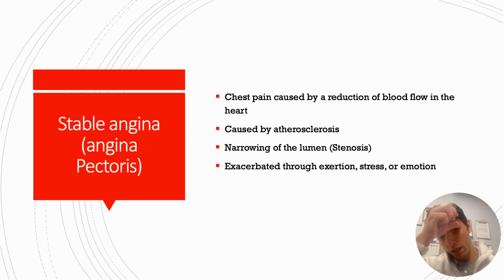So what is your typical chest pain patient? You get dispatched to a mid-40s male complaining of chest pain. What's exactly going on here, right? So there's different levels to it. The first part we're going to go over is a stable angina, or angina pectoris. This is chest pain caused by a reduction of blood flow in the heart, often caused by atherosclerosis or a narrowing of the lumen in the blood vessel.